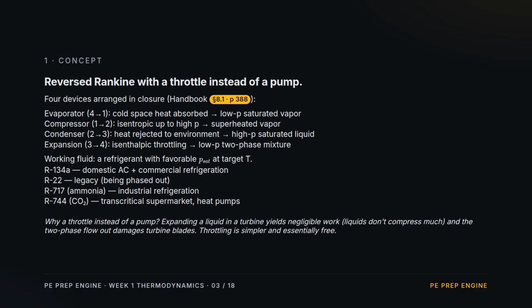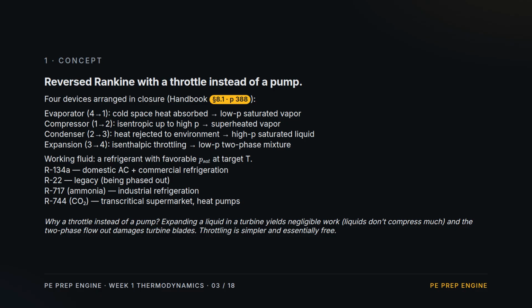Concept: 4 devices like Rankine, but flow reverses and a throttle replaces the pump. The evaporator absorbs heat from the cold space, making low-pressure saturated vapor. The compressor raises it to high pressure as superheated vapor. The condenser rejects heat, returning it to saturated liquid. The expansion valve throttles that liquid back to low pressure as a 2-phase mixture, closing the cycle.